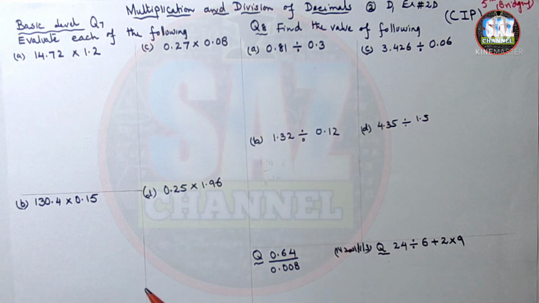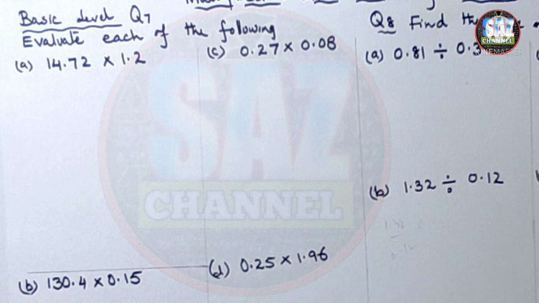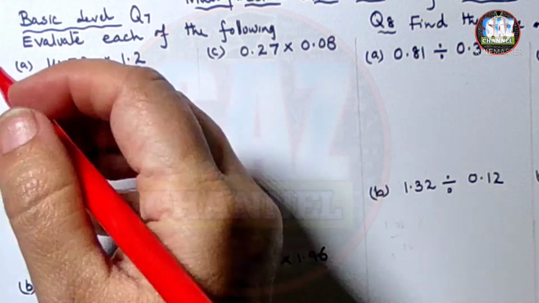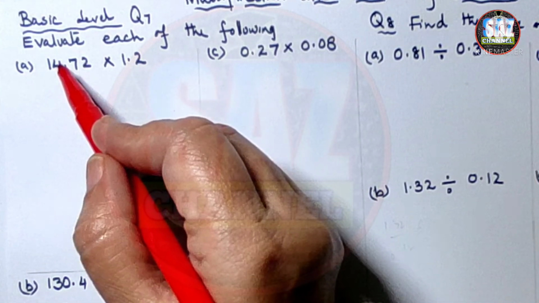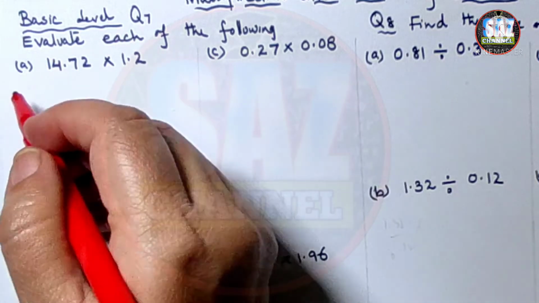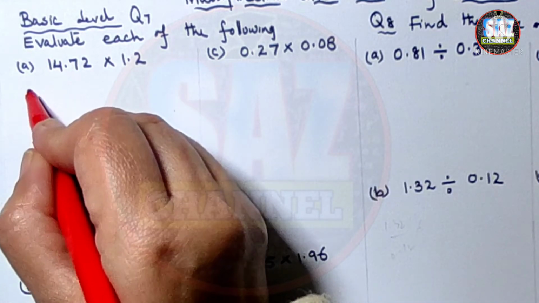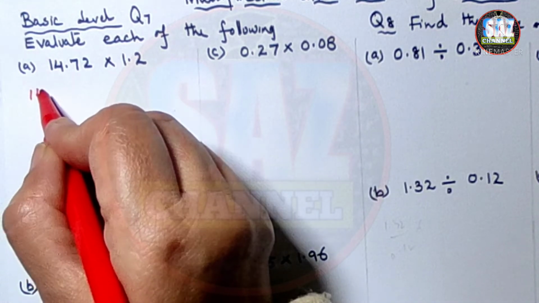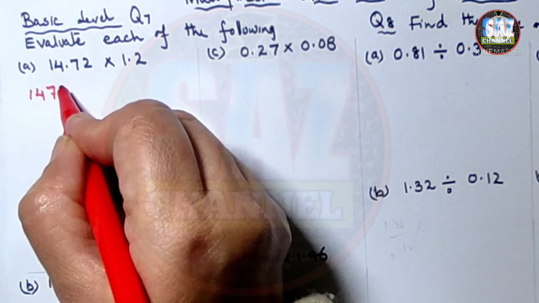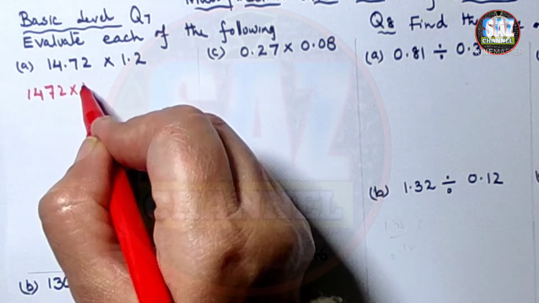The first question is that we have to evaluate each of the following products. Moving to the first question, that is 14.72 multiplied by 1.2. So let's apply the CIP rule on this. First I have to ignore the decimal. So if I'm ignoring the decimal, the question will take the form 1472 multiplied by 12.